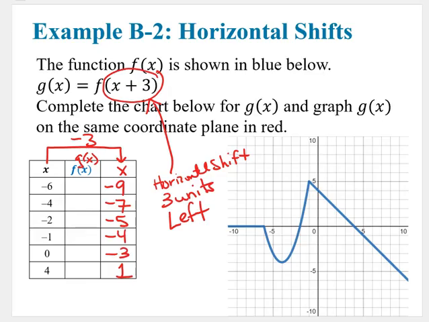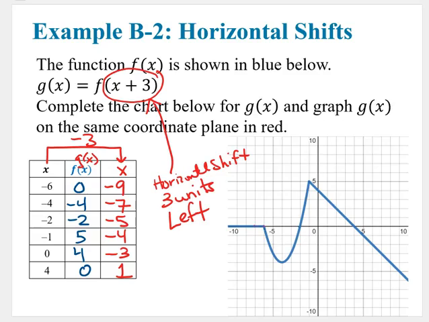And those f of x values that we had before will also stay the same. So -6 was at 0, -4 was at -4, -2 was at -2, -1 was at 5, 0 we were at 4, and 4 we were at 0. Again, we're not moving it up or down, so the y values don't move. We're just going to take the whole graph and shift it 3 units to the left.